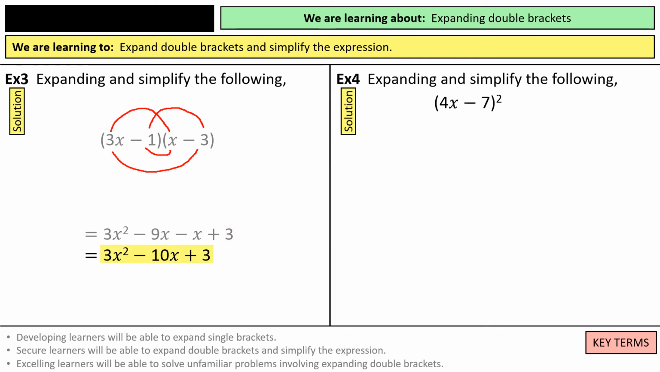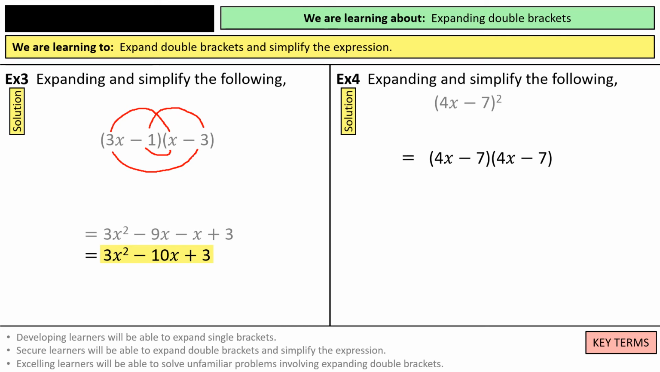And our final example. You may have seen something like this before, but just to remind you, we know that squared means times by itself. So even though we can't see double brackets here, what this question is asking us to do is to multiply this bracket by itself, and that's where we get the double bracket from.